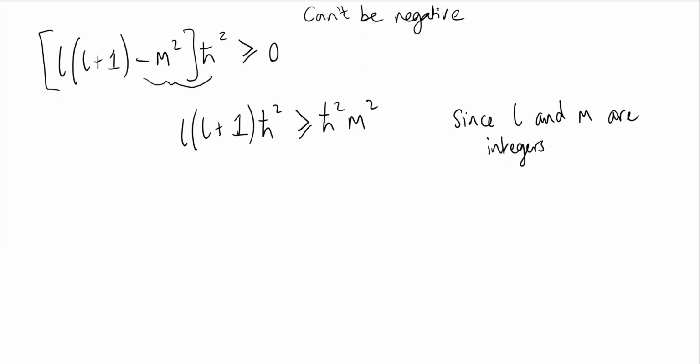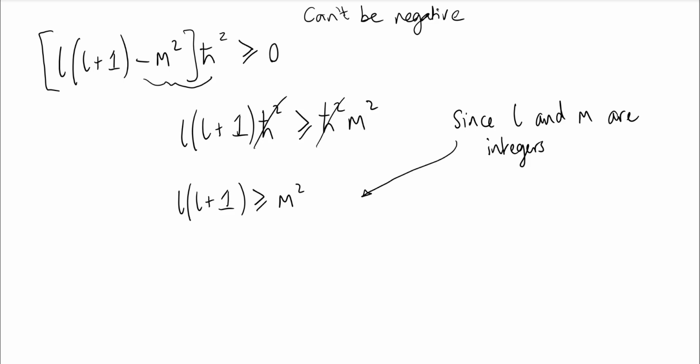Another thing we can think of now, since we know that L and m are integers, there's another thing we can write down. We're going to cancel the h bars first. But what we recognize now is that L times (L plus 1) is greater than or equal to m squared. And since the L and m values are integers, we would now have to say that the magnitude of m is less than or equal to L.